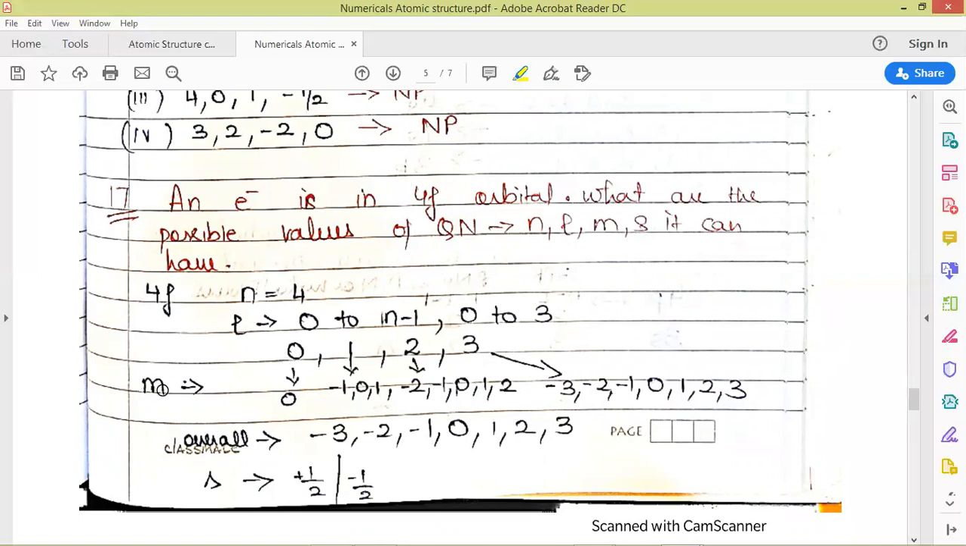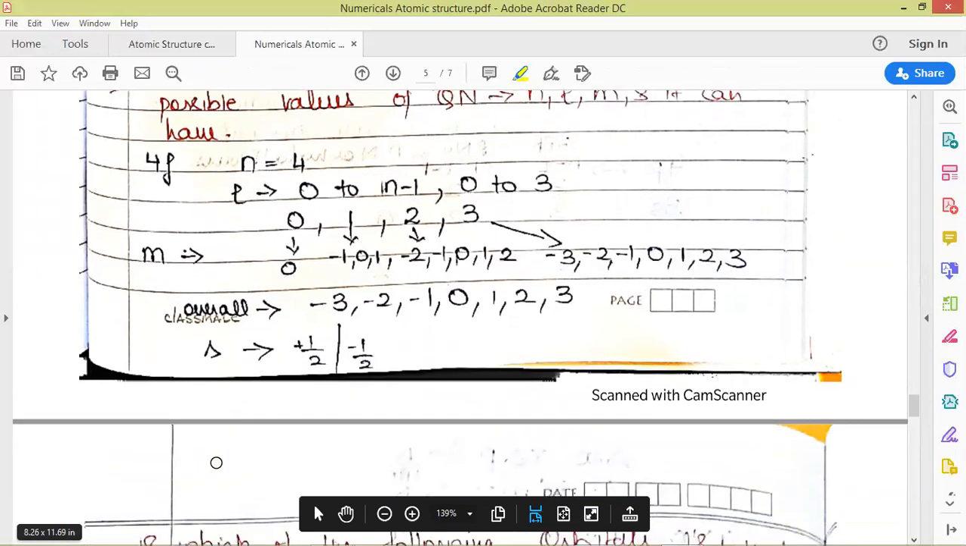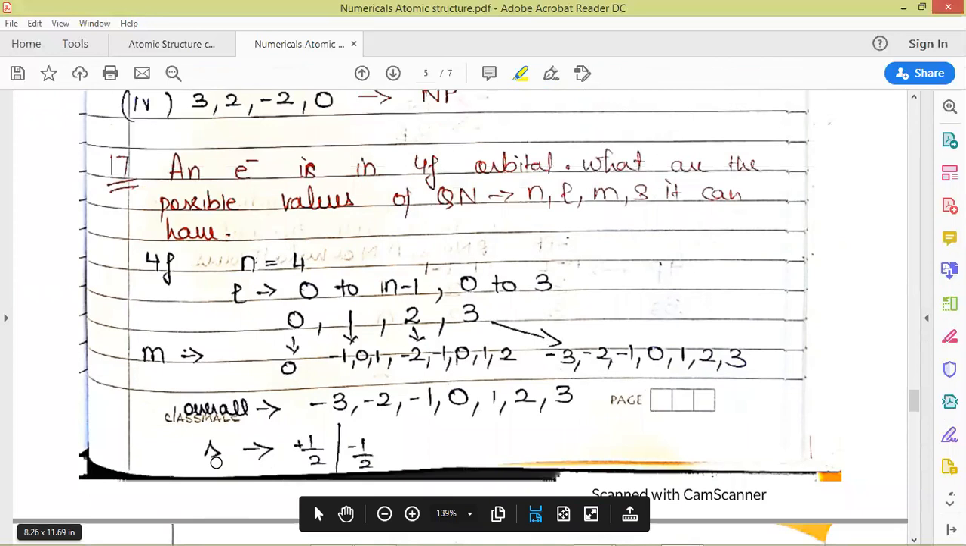Let us see the values of M. For 0, it is going to be 0. For 1, it is going to be minus 1, 0 and 1. For 2, it is going to be minus 2, minus 1, 0, 1 and 2. For 3, it is going to be minus 3, minus 2, minus 1, 0, 1, 2 and 3. So the overall values of M which are possible are minus 3, minus 2, minus 1, 0, 1, 2 and 3. So these are the 7 possible values of M for the given values of L. S can always be plus half and minus half for a given M. So these are the possible values of all the four quantum numbers for a 4f orbital.